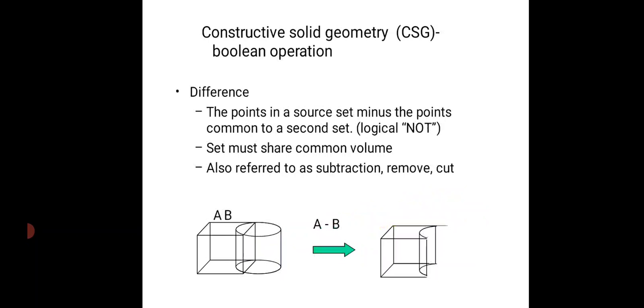Then difference. The points in a source set that are not common to a second set. So logical NOT. The sets must share common volume. Also referred to as subtraction, remove, or cut. Here you can see this figure. First one, A difference B. A is block, B is cylinder. A is fully retained and B is partially positioned joining with A. This is A difference B.